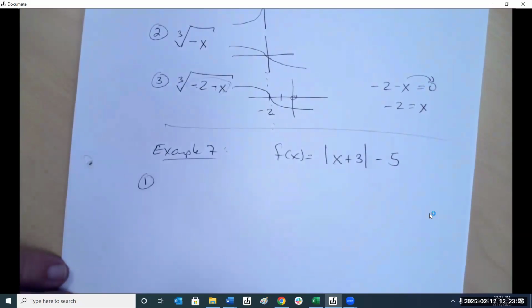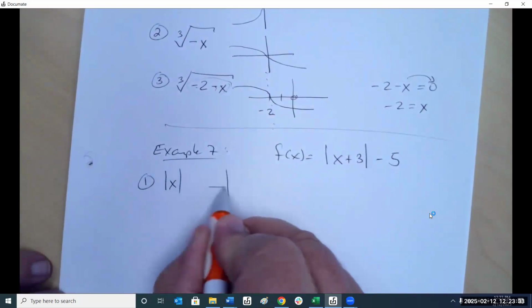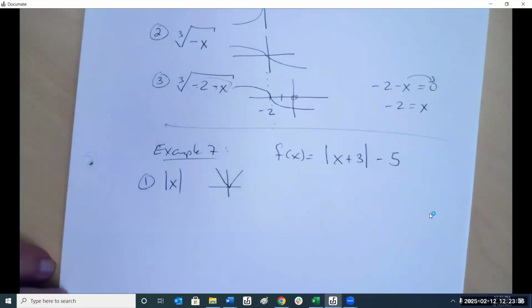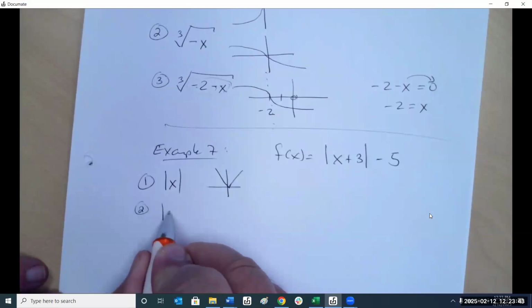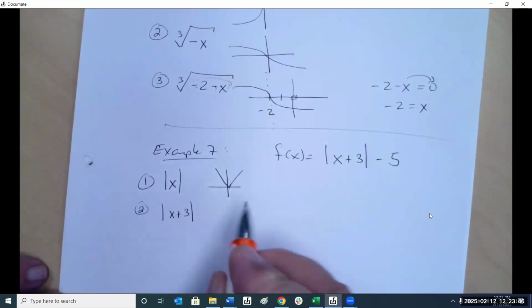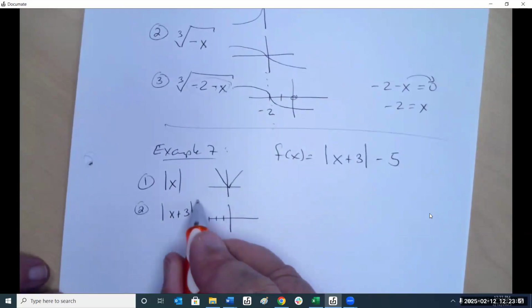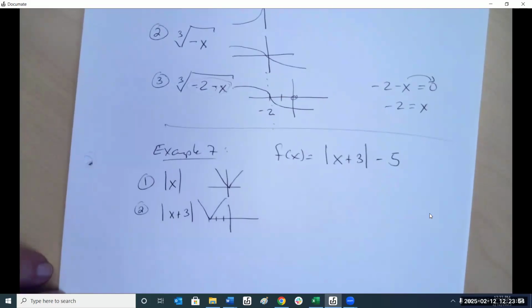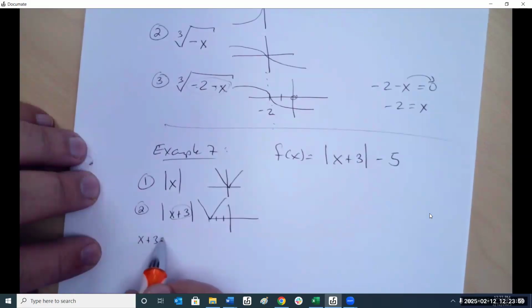Again, do this in pieces. What's the function? What does that look like? It's a V. What happens inside that function? It goes to the left 3 spaces. So there's my new origin. So it looks like this. Again, if you're not sure, take whatever's inside the equation, set it equal to 0, and that tells you where your new origin is.